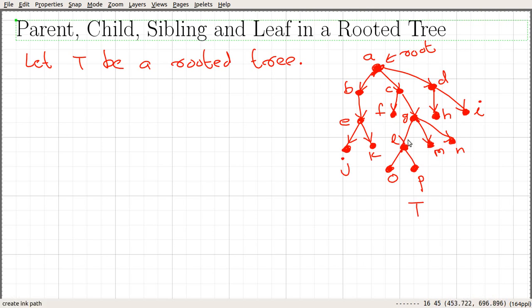Normally we won't draw with these directions if it is already implied in the definition. So this is our rooted tree, and let's define the parent of a particular node, child, sibling, and leaf in a rooted tree. The parent of a particular vertex is defined as follows.